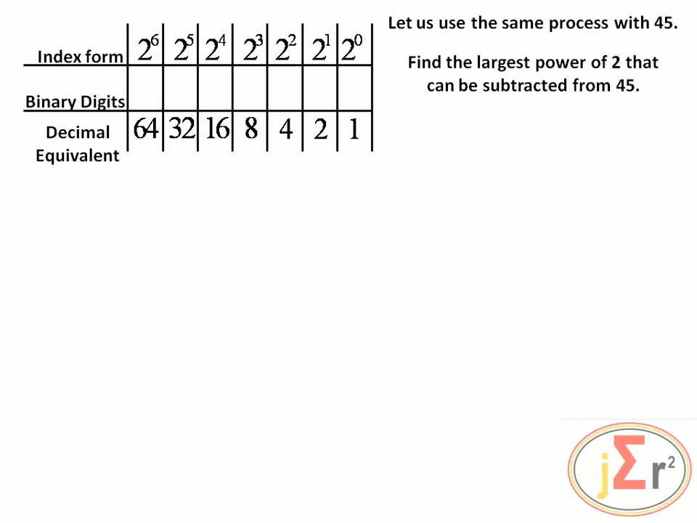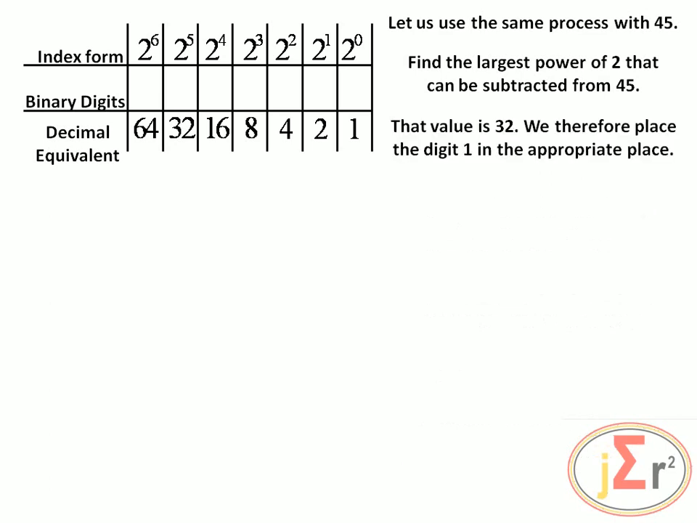2 to the power of 5, which is equal to 32. So the value is 32. That is the largest one, 32. We therefore place the digit 1 in the appropriate place, right there. So we have a 32.